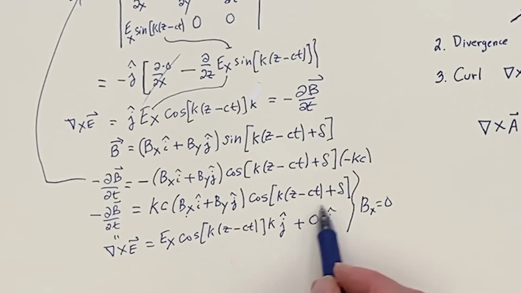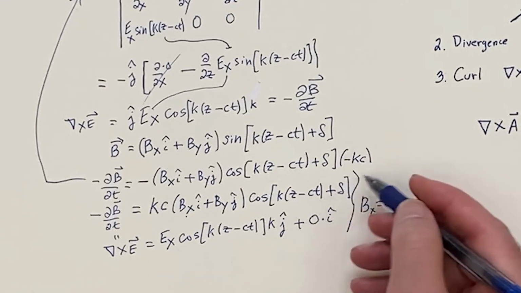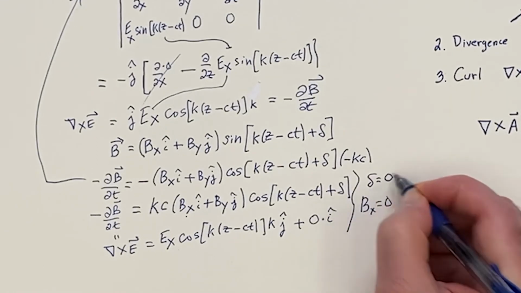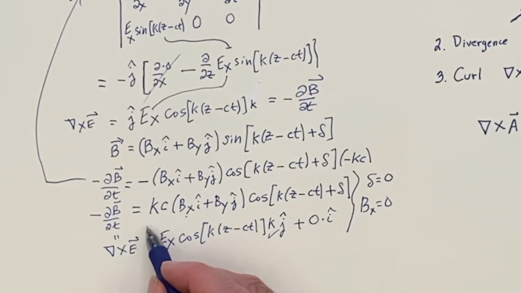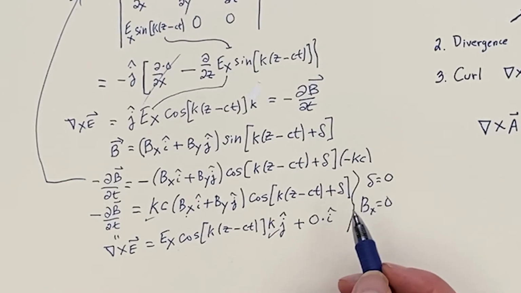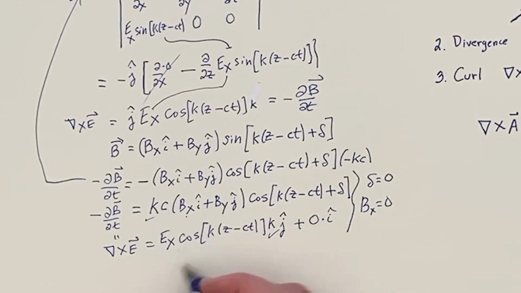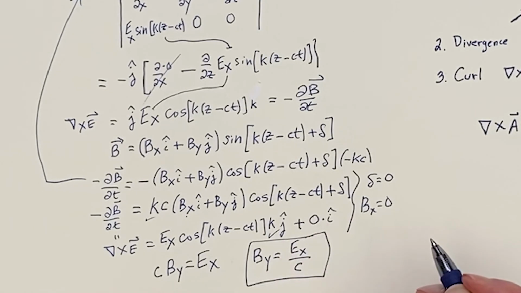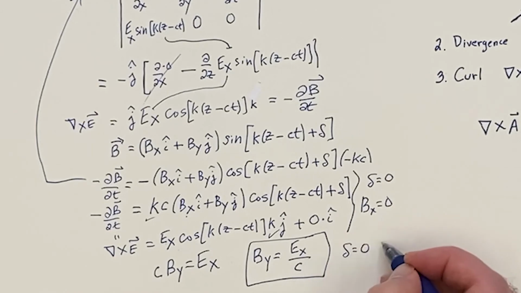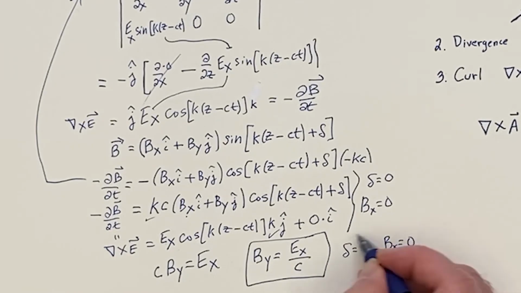Notice that the cosines are there, but the phase is gone. This delta's got to be 0, since there's no delta down here. And then here, this k cancels this k, and what's left is cBy. So cBy has to equal the Ex. So By equals Ex divided by c. Wow, delta is equal to 0. Bx is equal to 0.